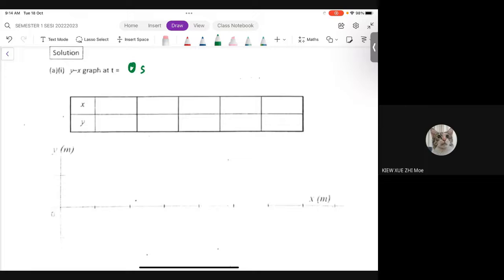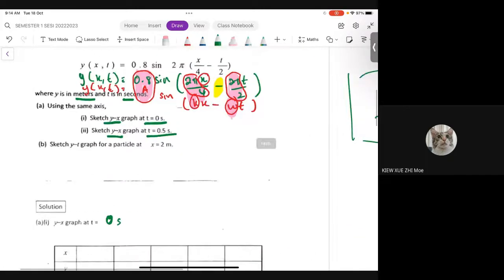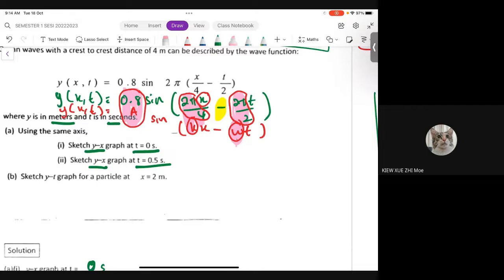Okay, now we are talking about x. So your graph must be y against x, and it must be in meters because we are talking about SI units, meter. Now, where is x located? If you look here, x is located beside k.